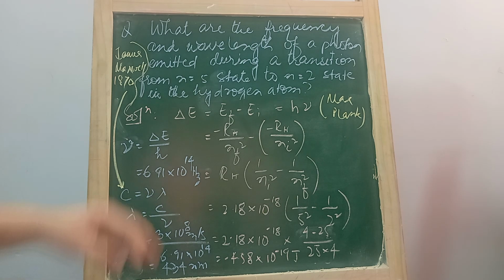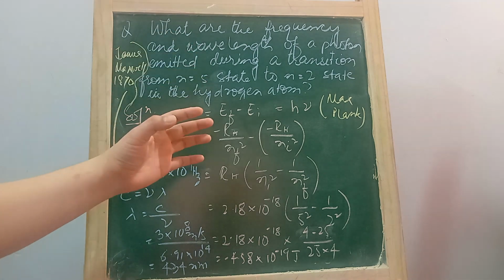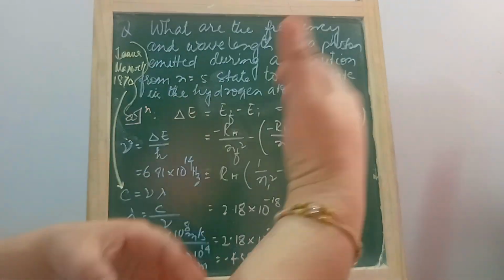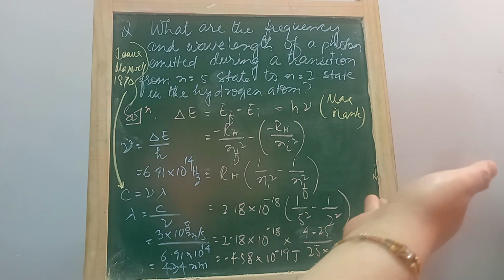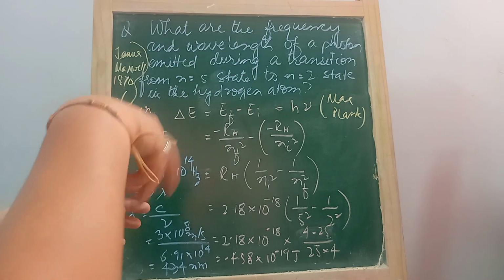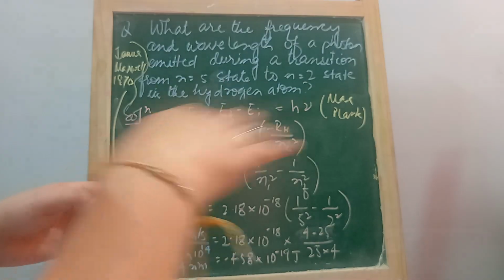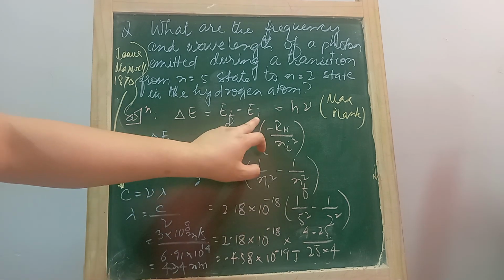It means that there was more energy when it was in the initial state, when the atom was in the fifth state. So when it came back to state number 2, there was excess energy, which it gave out. So this minus means the energy was more in the initial state.